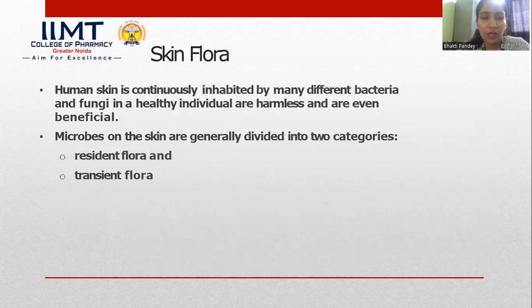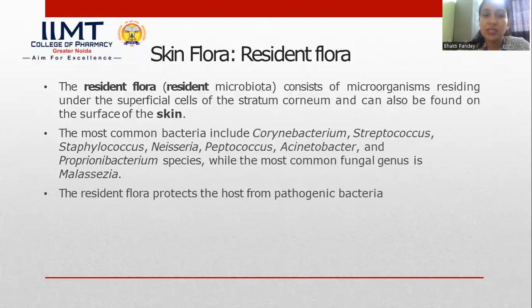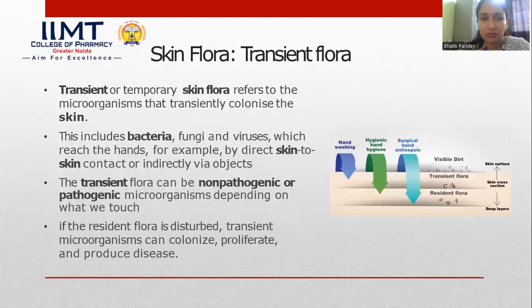So, human skin flora: there are two types, known as transient flora and resident flora. The resident flora, the resident microbiota, consists of microorganisms residing in the superficial layer, the stratum corneum. The most common bacteria include corynebacteria and streptococcus, and the most common fungus genus is Malassezia. The resident flora protects the host from pathogenic bacteria.